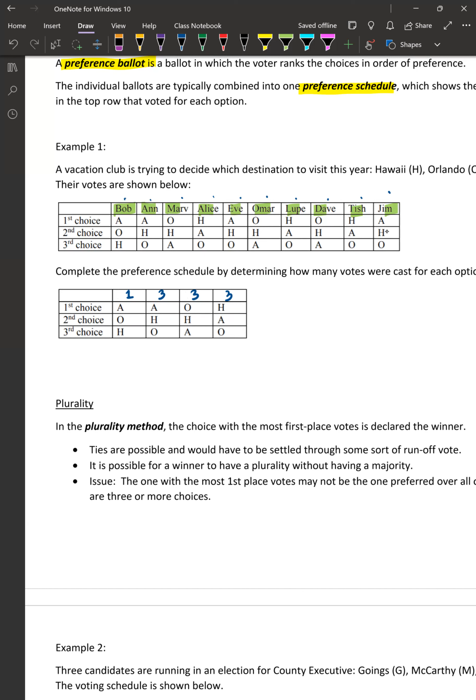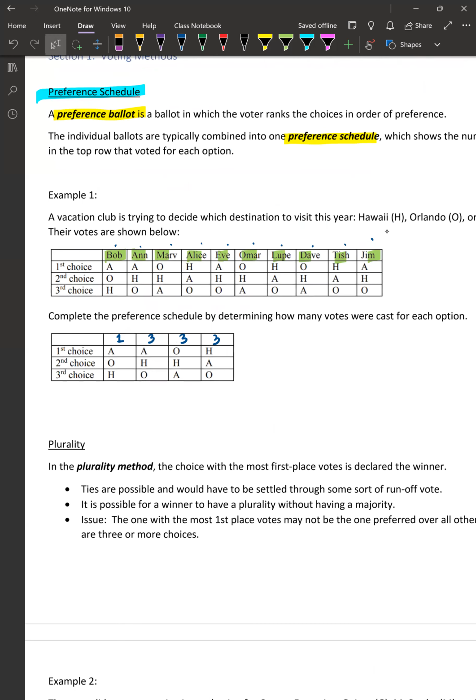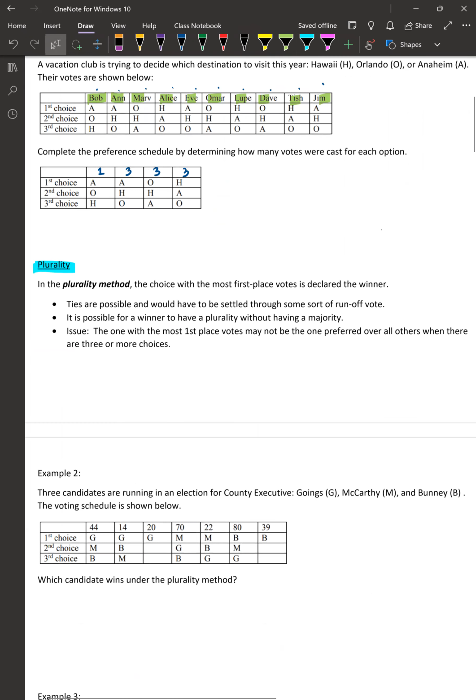It just tells us how many people voted with each preference. Now we haven't actually done a complete voting method yet, right? That's just establishing what a preference ballot and preference schedule is, because we are going to use that in some other voting methods. Okay, so let's talk about our first method called plurality. All right, so we are right here, the plurality method. Okay, so I'm going to scroll up past our preference schedule stuff.